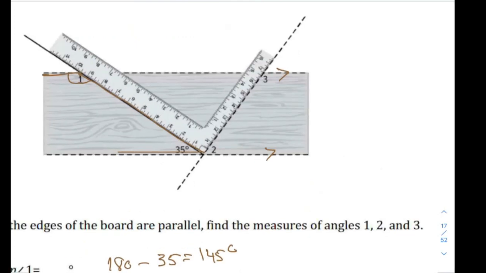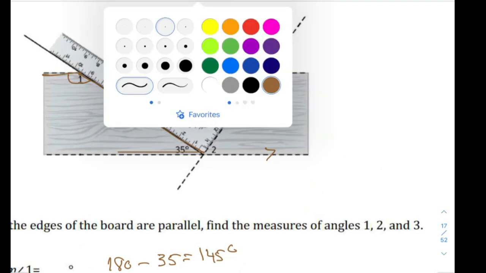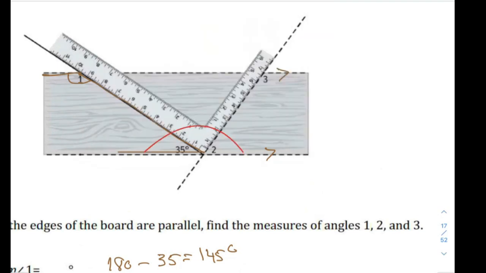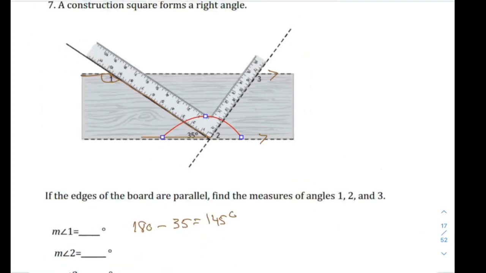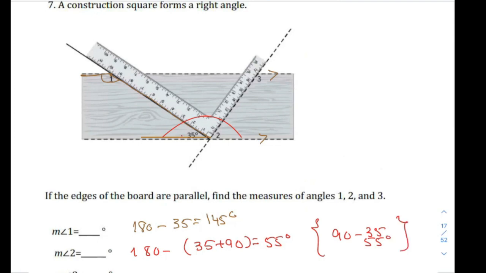Done. Angle 2. Angle 2 with the right angle with the 35 form a line. So they all add up to 180 degrees. So we can say that angle 2 is 180 minus 35 plus 90, which is 55 degrees. Also, you can say 90 minus 35, which leads to the same result, of course, because if one of the angles is 90, the rest will be 90, so you can do it in both ways.